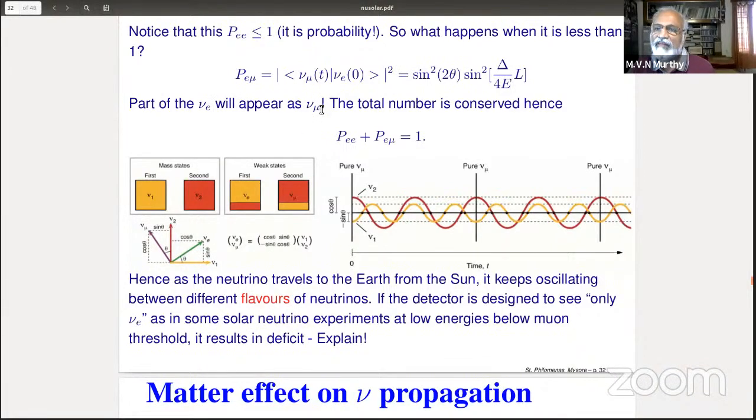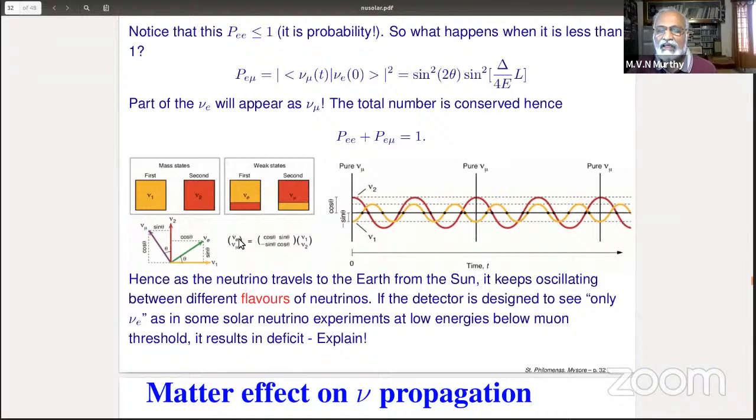But remember, we are only considering two flavors, electron neutrino and the muon neutrino. And therefore, the total probability is conserved. That is P_EE plus P_E mu is equal to 1. So that means if you put together all the surviving electron neutrinos, and also all the flavor oscillated muon neutrinos, then that sum should be equal to 1, which means the total flux will remain the same. Now here is a cartoon of what we have talked about until now.